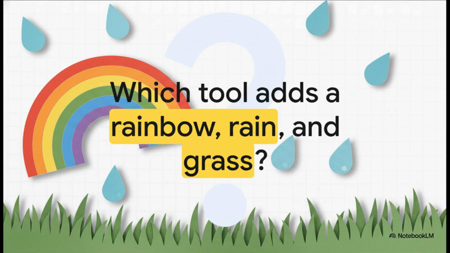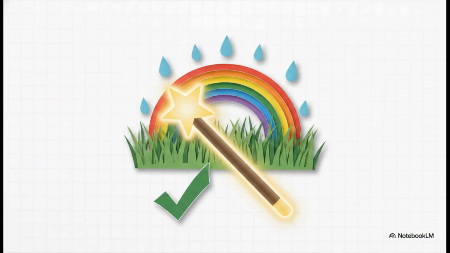Imagine a girl named Radha is creating a scenery in Tux Paint. She wants to add a rainbow, some raindrops, and some grass. Which specific tool or effects should she use for this? The answer is, of course, the magic tool. By hitting the magic button on the toolbar, Radha can easily grab the real rainbow, rain, and grass effects from the selector on the right to build her nature scene.